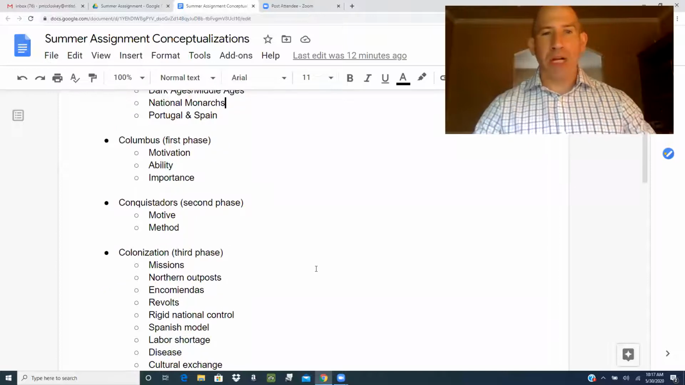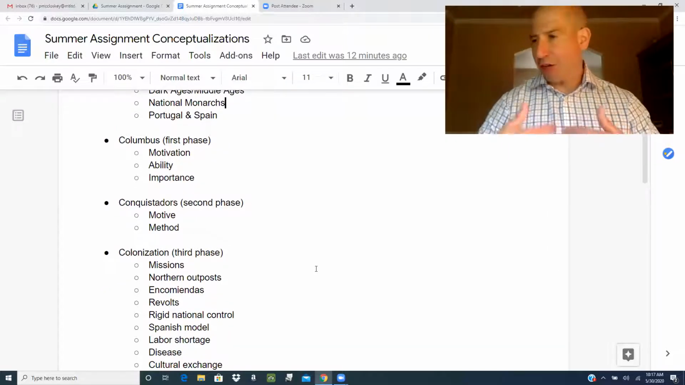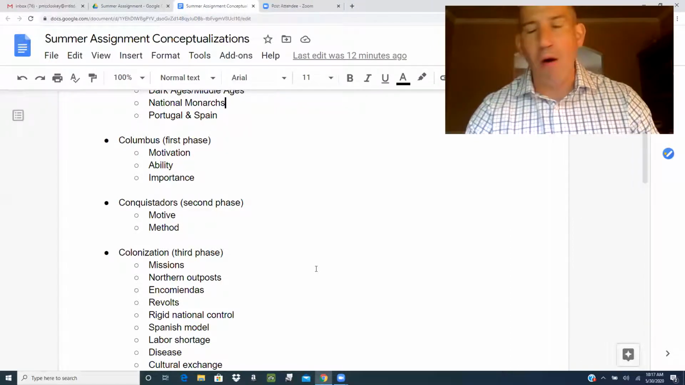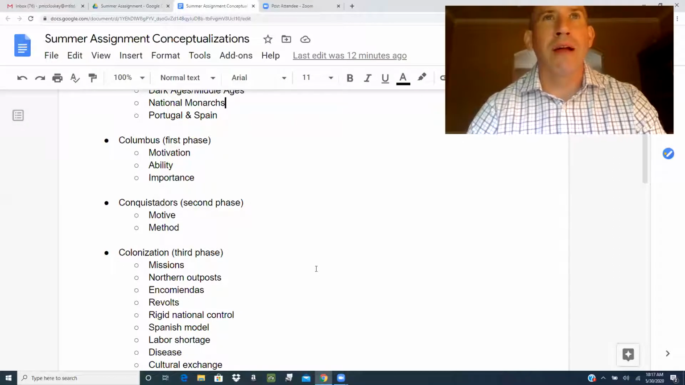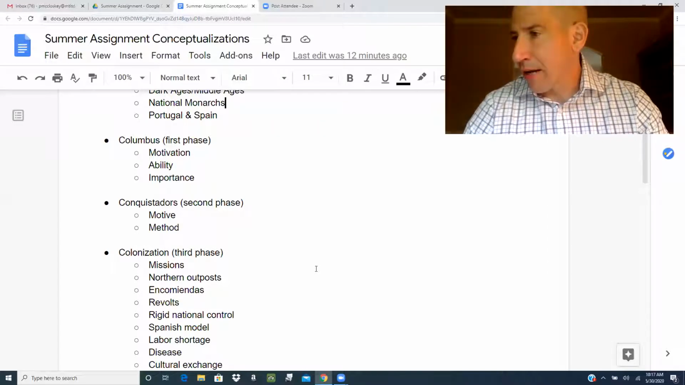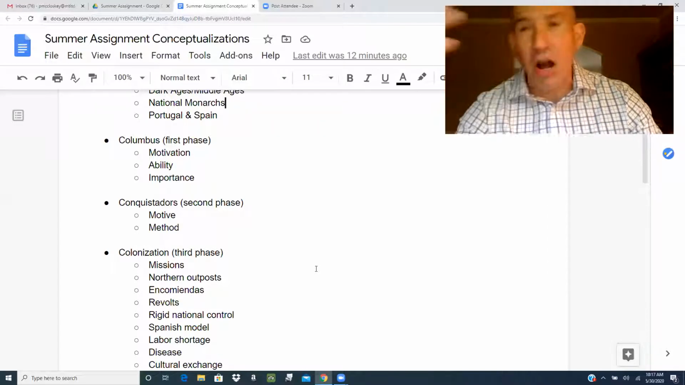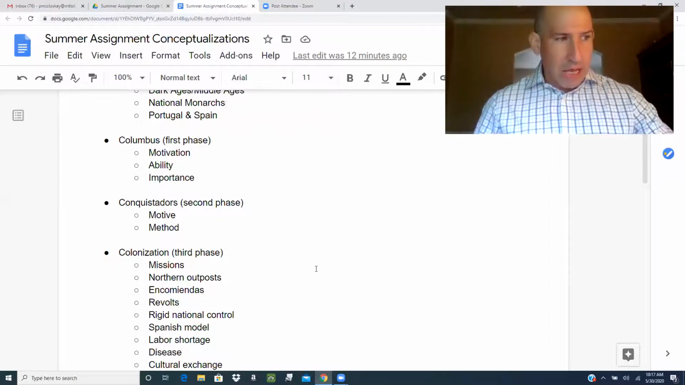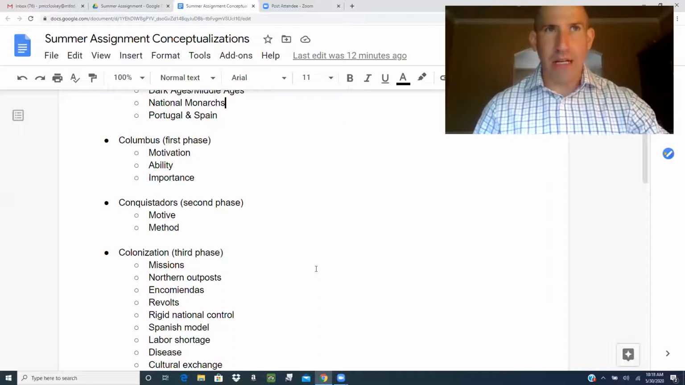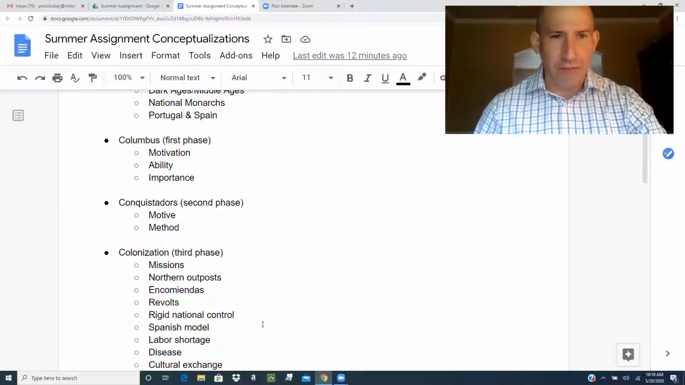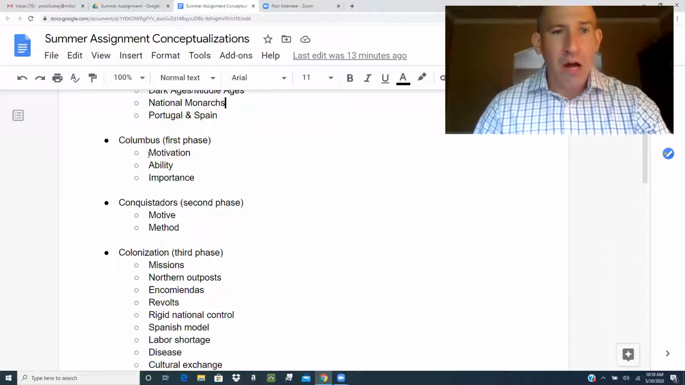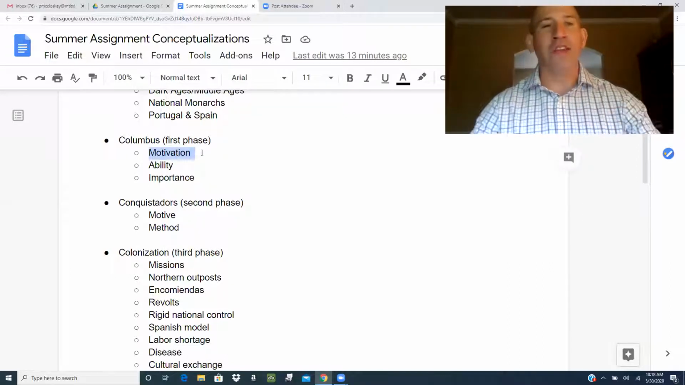Okay, the Spanish come first. Yes, the Portuguese led exploration: Prince Henry the Navigator, Bartolome Diaz, da Gama. It is the Spanish that establish contact in the New World, in the Western Hemisphere. The first phase is discovery, that is Columbus and his voyages. What motivated Columbus? He is a religious zealot. You will see that.